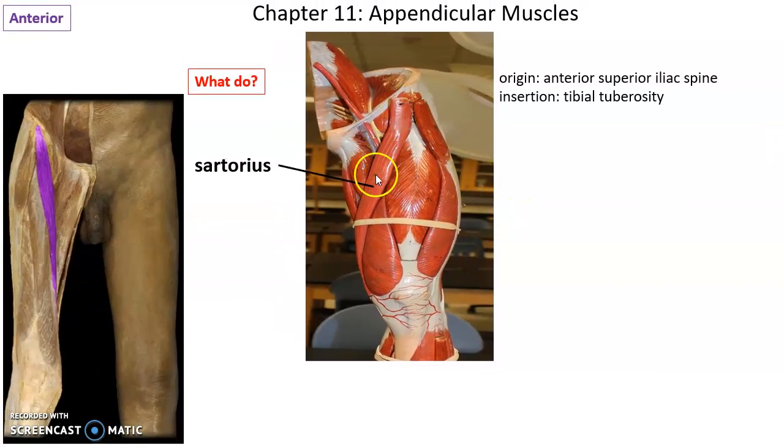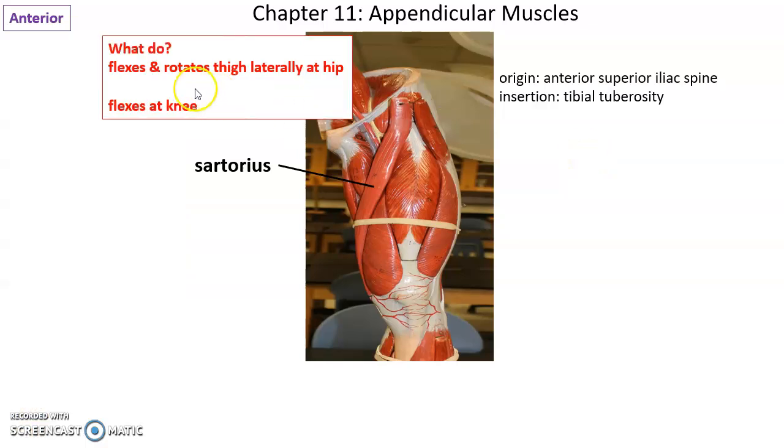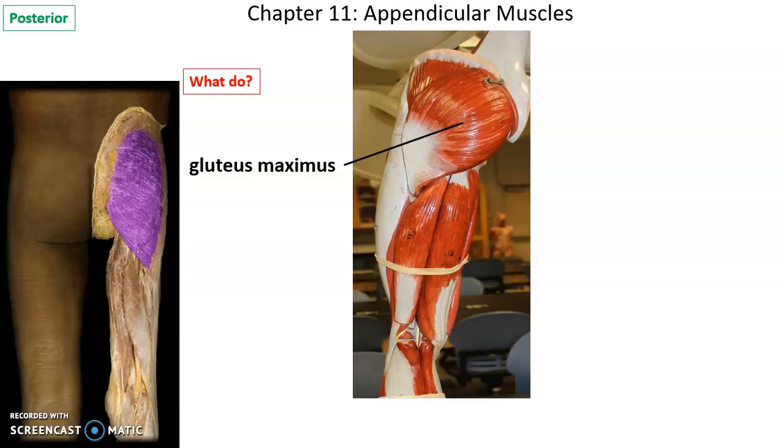Now we're moving on to Sartorius. So this muscle that goes across the thigh is Sartorius. Its origin is the anterior superior iliac spine, it crosses around the front, and then inserts into the tibial tuberosity. It crosses two joints. What does Sartorius do? Well, it helps to flex and rotate the thigh laterally at the hip, to raise up the thigh and turn it outward, as it were, laterally. And it also helps to flex at the knee, so move the lower leg at the knee.